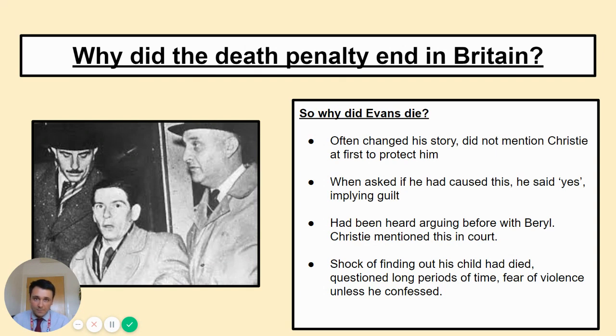Why is that the case? Well, the first reason is because Evans often changed his story. It was a habit he'd had since childhood, where often he couldn't make up his mind about things. Now, the first time Evans came in, he didn't mention Christie at all. He didn't say that Christie had given an illegal abortion because he was trying to protect his neighbour, who he thought was doing him a favour at the time. When he was told about the bodies of his wife and daughter, he was asked, "Are you responsible for them dying? Did you cause this?" And he said yes, which was seen as an admission of guilt.